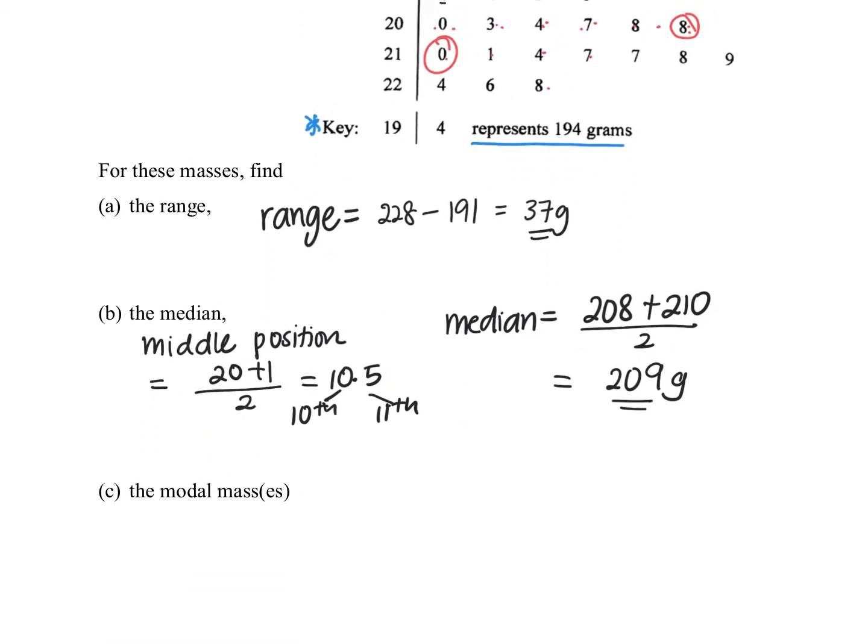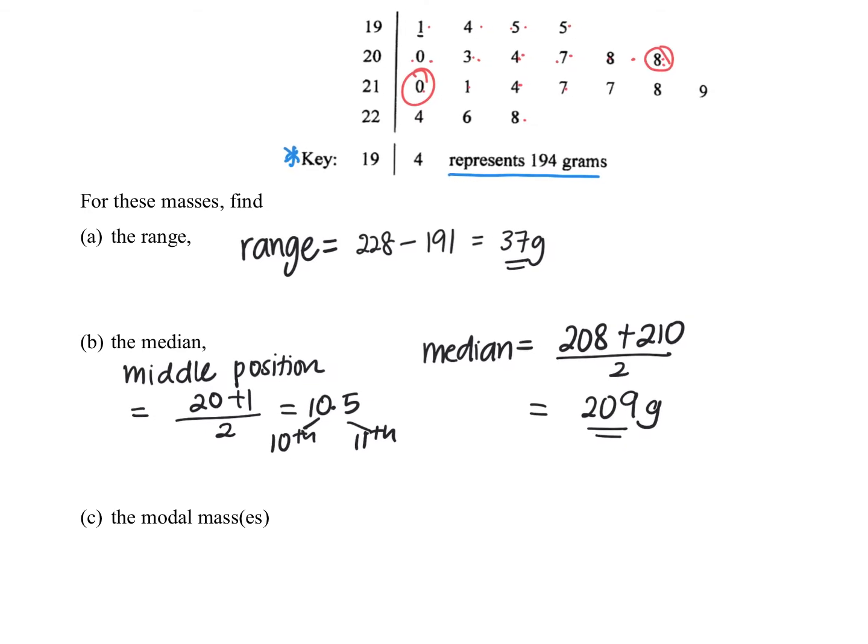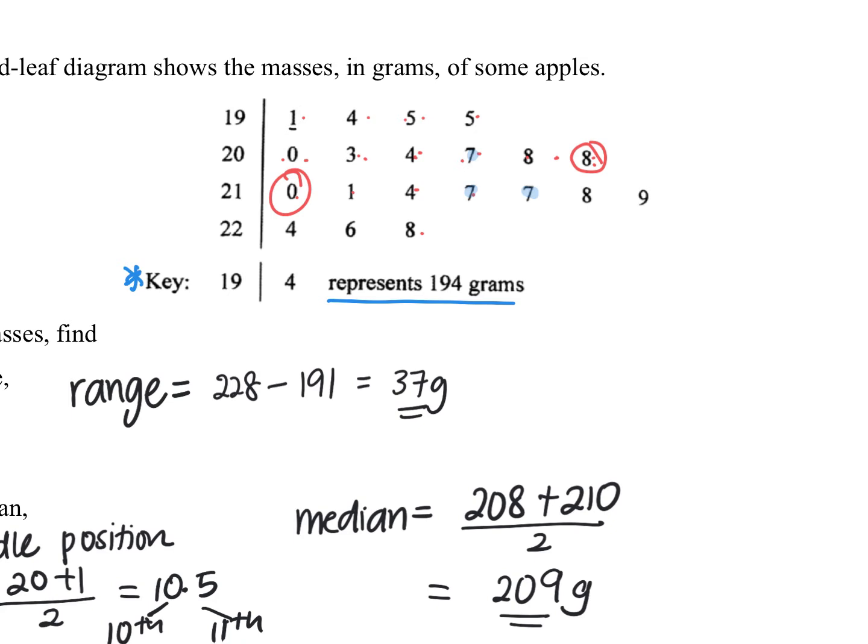Next part of the question is talking about the modal mass. What's a modal mass? Modal means the number that is repeated the most often. Now there are some students who will tell me that the leaf 7 is being repeated a few times. But is that really true? The leaf 7 over here belongs to the stem 20, but this leaf over here belongs to the stem 21, making 217. So technically speaking, these three data values do not belong to the same stem. Only two of them belong to the same stem.